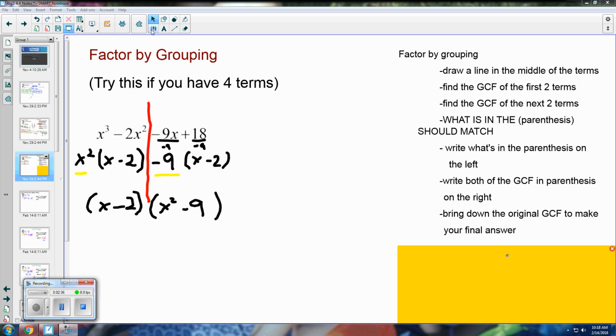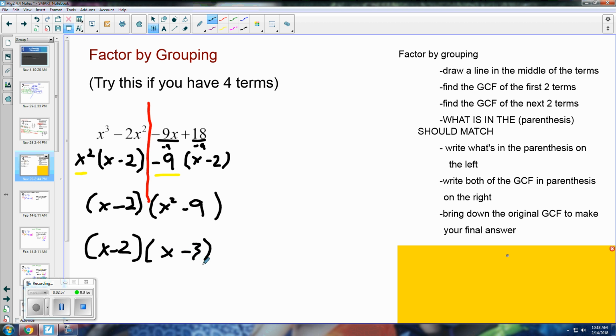Now to finish this, I have to check and make sure everything's in simplest form. And x minus 2 is factored all the way, but x squared minus 9 is not factored all the way. So just bring down your x minus 2. And then if you look at this one, you'll notice you can get the square root of x squared and you can get the square root of 9. That makes it x minus 3 and x plus 3.